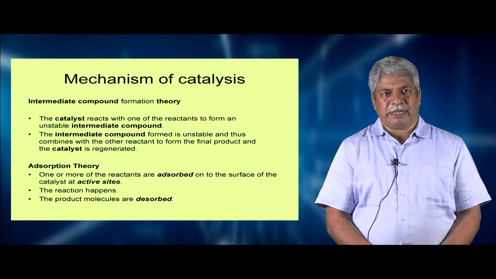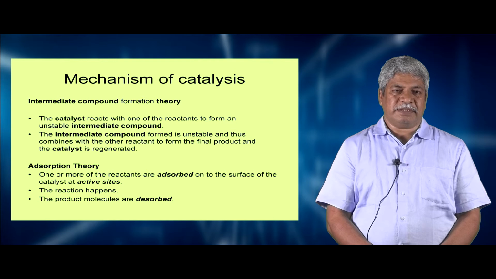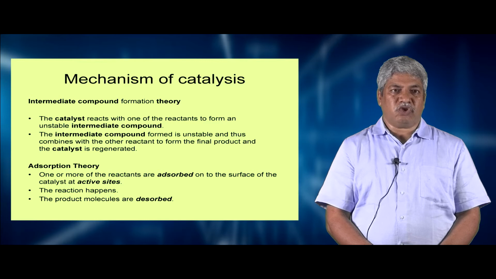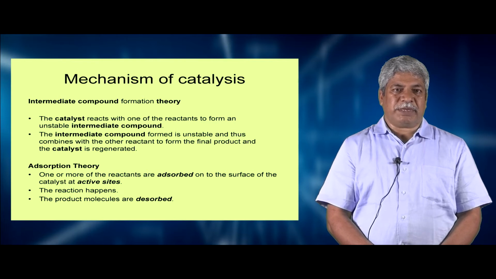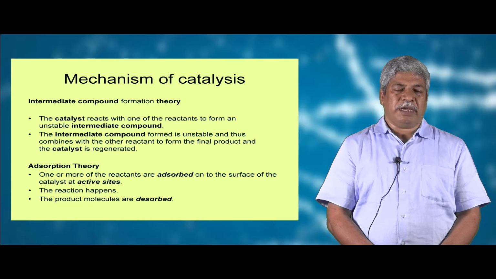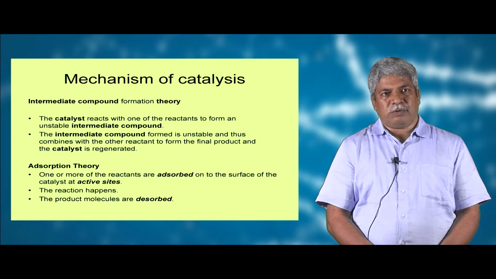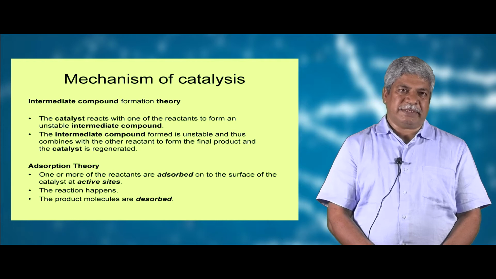In the adsorption theory, the catalyst and the reactants will be in different phases. The catalyst will be in a solid phase, and the reactants will be adsorbed on the surface of the catalyst. Thereby, they will be on adjacent sites. So, the reactants present on the adjacent sites will react together to form the product. Once the product is formed, it will be thrown out from the surface of the catalyst. So, these are the 2 theories, the mechanisms which explain catalysis.